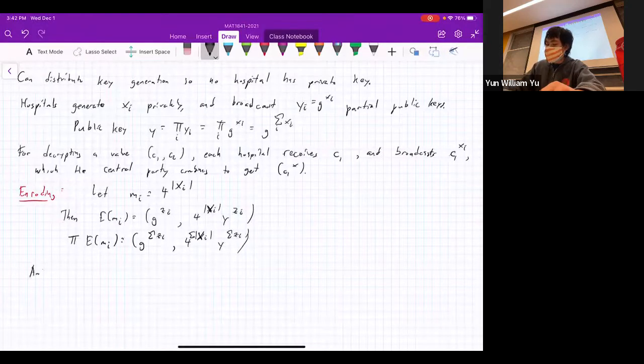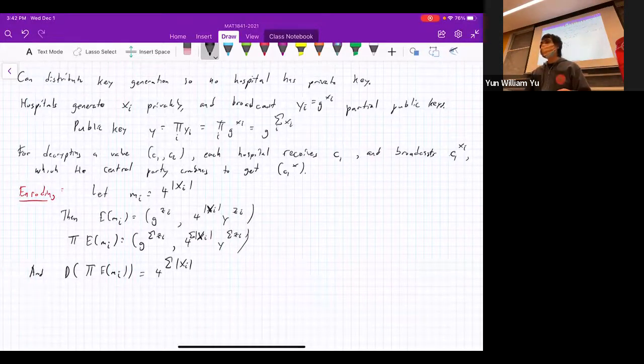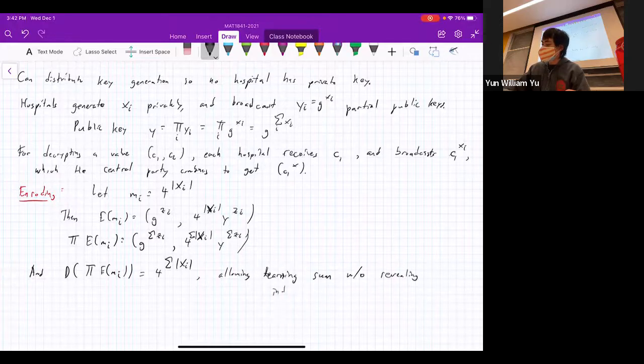And of course, when we decrypt this product, that's going to be equal to 4 to the sum over our xi's. And we can use that to allow hospitals to learn the sum without revealing individual pieces. Okay, any questions about all that?